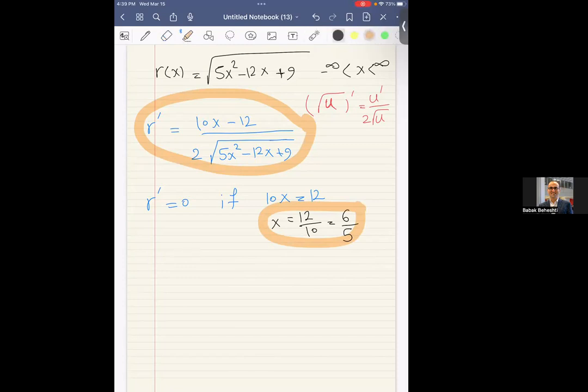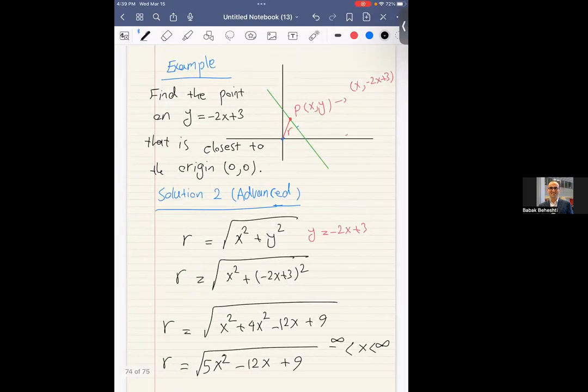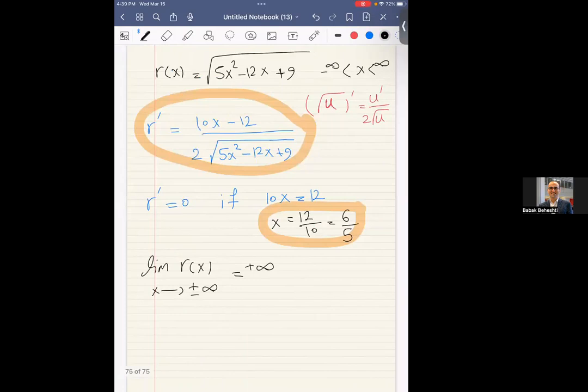And that should be the minimum. Because you see, you have the interval from minus infinity to infinity, and it's good to note that the limit of R of x when x goes to either plus or minus infinity is infinity. So this point must be the minimum, x equal to 6 over 5, as we found using the elementary solution. We got the same thing, x equal to 6 over 5.